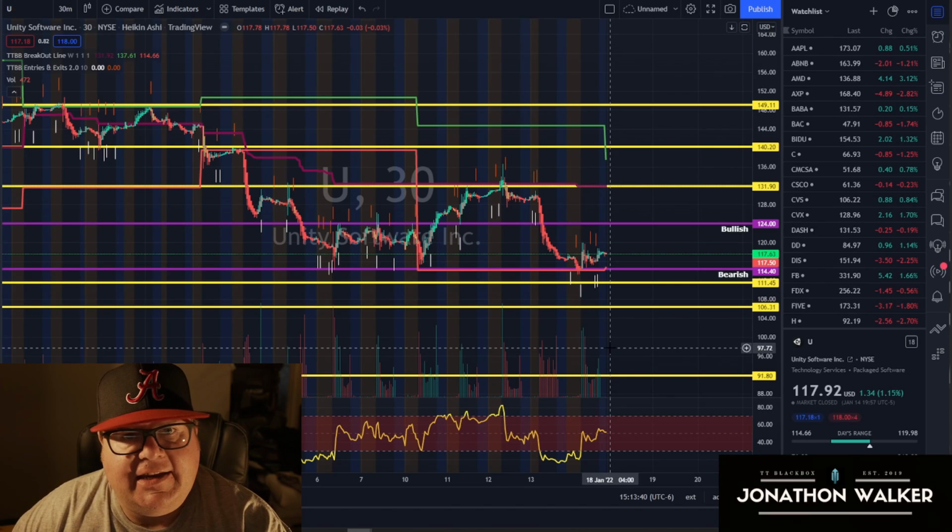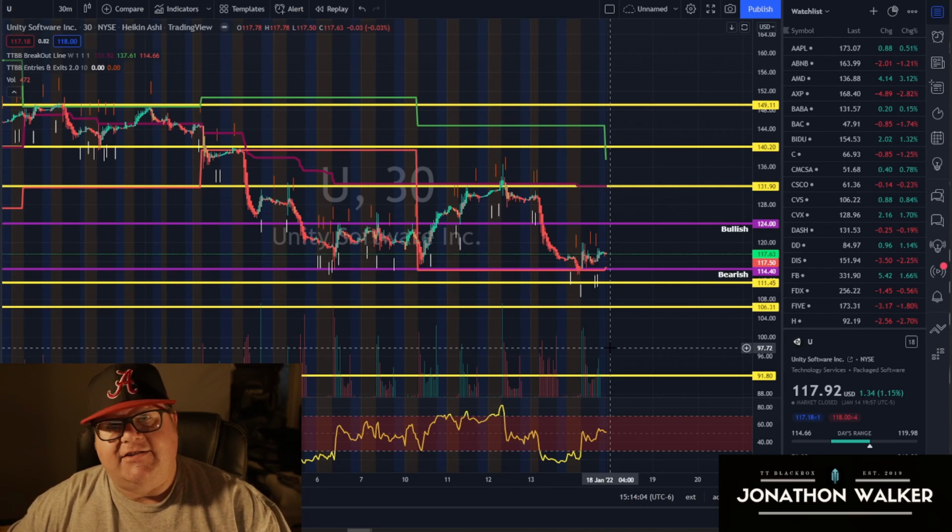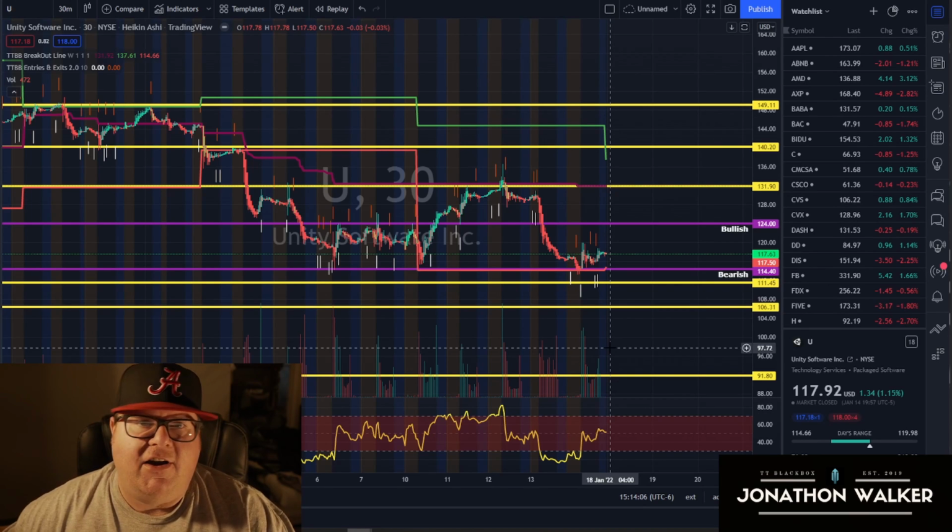If you're taking call contracts on this, I would probably be taking the 125 February 18th, 2022 contracts. For the bearish ones, I'd be looking to take like the 115 or 110 put contracts, same expiry date, which would be February 18th, 2022. So there you have it, folks. That's a quick 2-minute breakdown on stock ticker U.